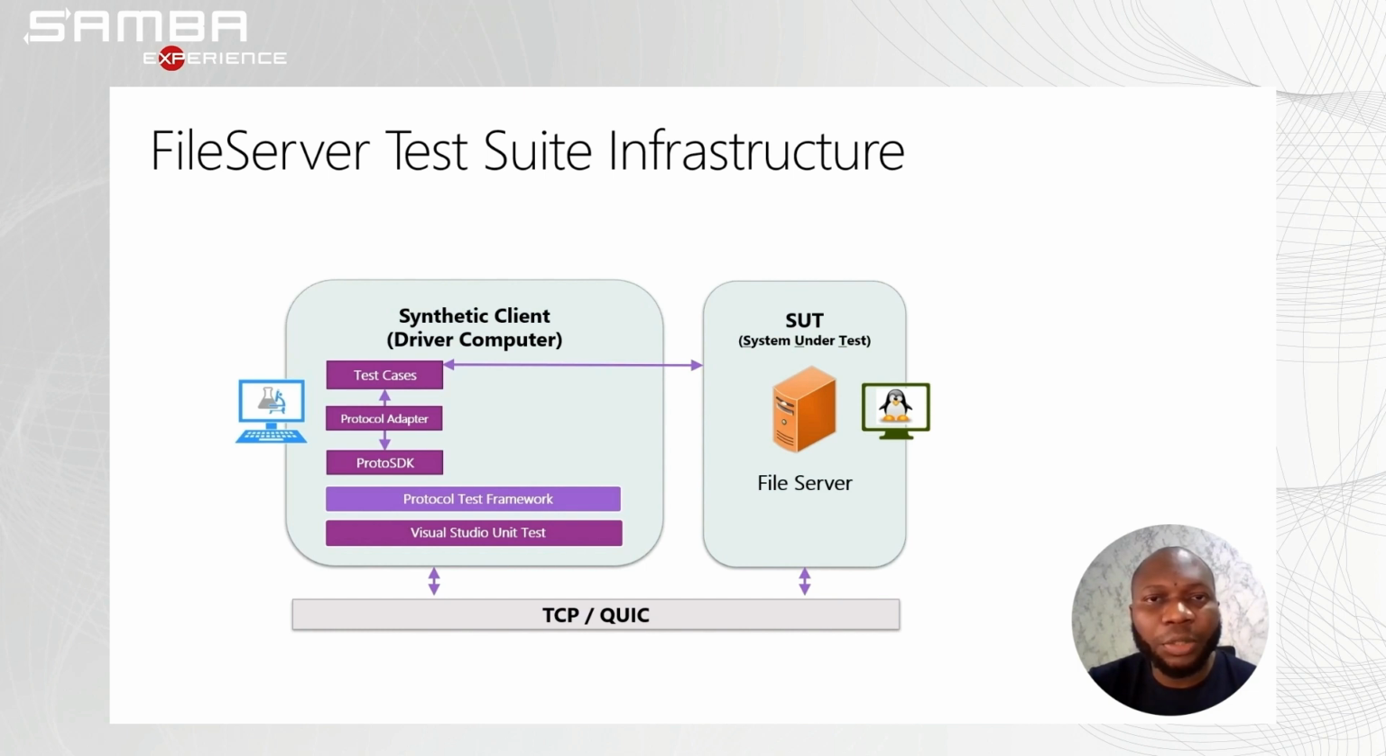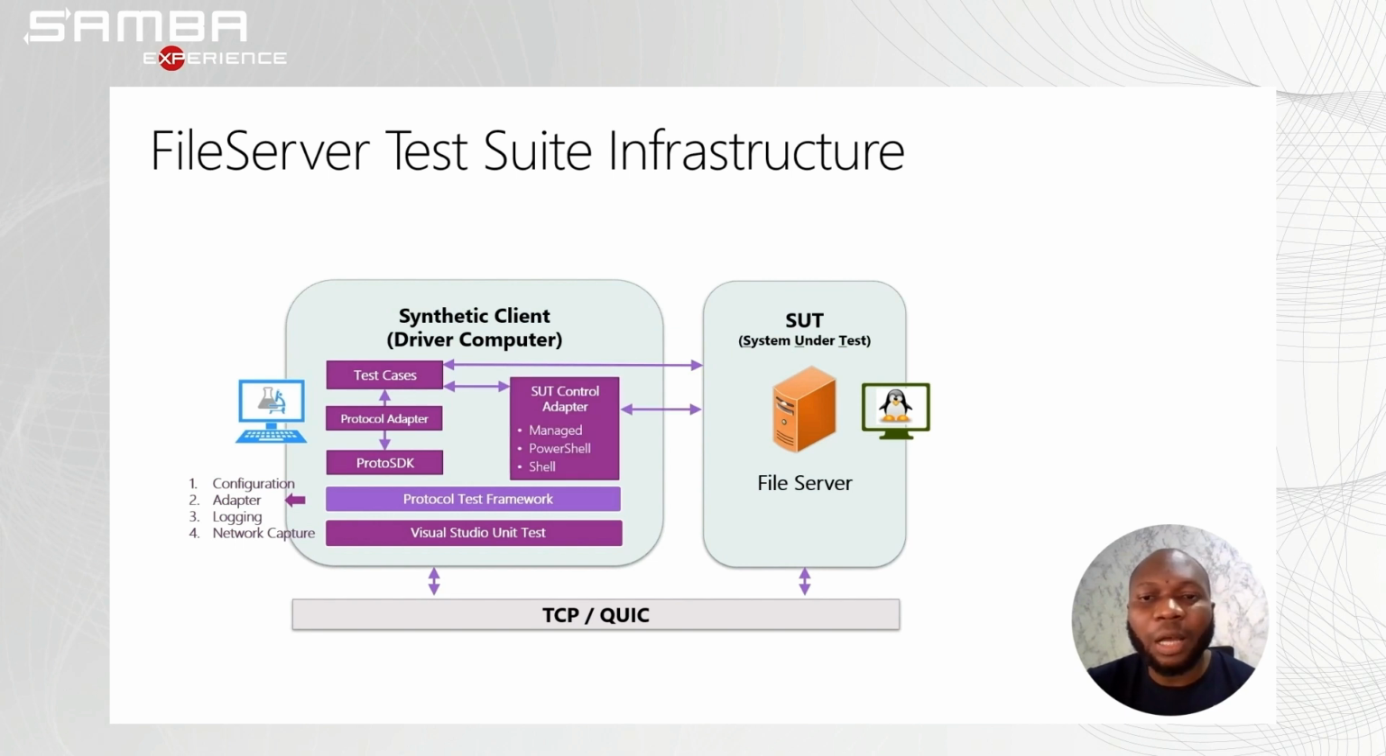Now, the FileServer test suite is developed on top of the protocol test framework, which is itself based on the Visual Studio unit tests. The protocol test framework provides functionalities like configuration, the adapters, logging, and network capture. Now, the FileServer test suite is composed of the Proto SDK, protocol adapters, and test cases. The test cases are run against the SUT, and in some cases where the test case requires some specific behavior, configuration, or setup on the SUT, there's an SUT control adapter that can trigger actions to control status and configurations on the SUT.